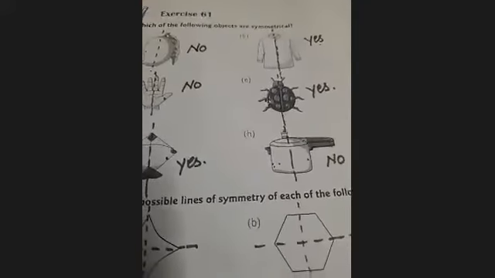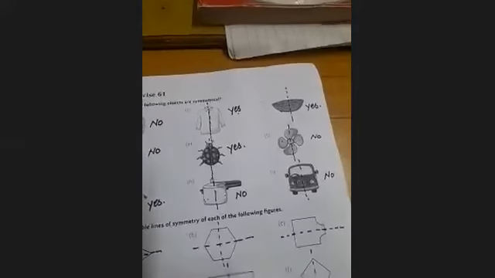Previous lecture was about symmetry. Now, students, in this lecture, we will discuss a few questions of exercise 6.1. Yes, beta, exercise 6.1, the first and second questions we already discussed. Now, see once again, exercise 6.1, first question. Your first question is, there are a few pictures. Which of the following objects are symmetrical?